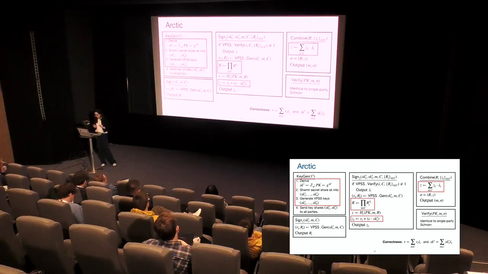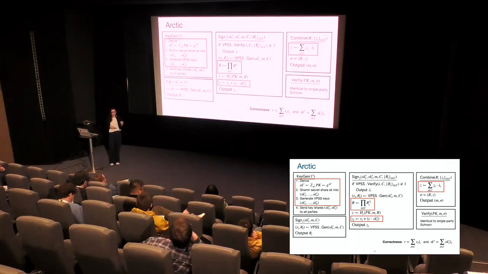Okay, so correctness comes down to the fact that we can interpolate the nonces effectively using Shamir secret sharing, and similarly for all of the secret signing keys. So correctness holds with respect to Shamir secret sharing.